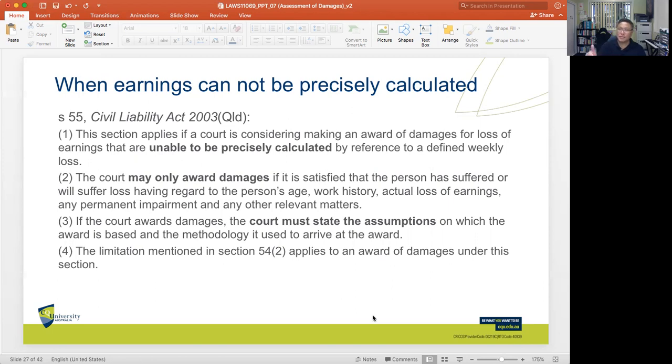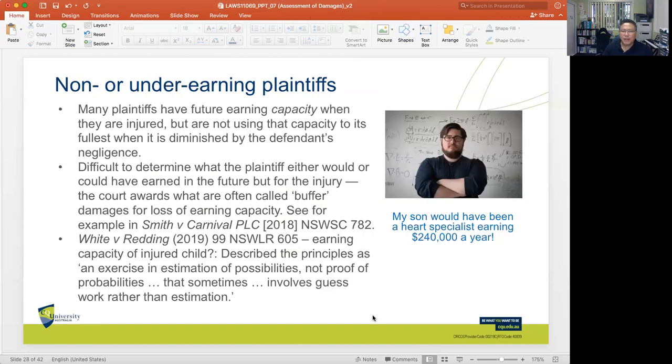But this section only applies to awards of damages made by the courts. In other state jurisdictions, you could have a tort award done by a jury. That wouldn't apply because the jury wouldn't be required to be satisfied about the suffering or state their assumptions. The jury will probably just say, this is the award of damages as an overall or global assessment that ought to be given to the plaintiff. Now, what happens to instances where the plaintiff is not earning or is under earning at the time of the accident? In other words, you can have people where, for a variety of reasons, they're not working at that time.